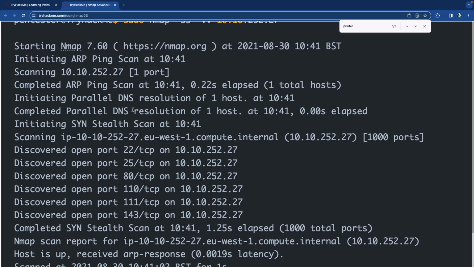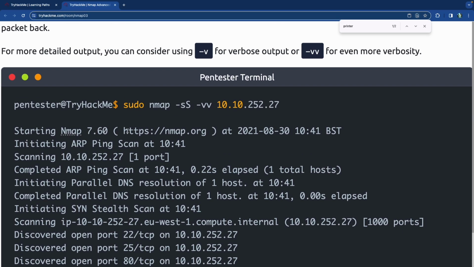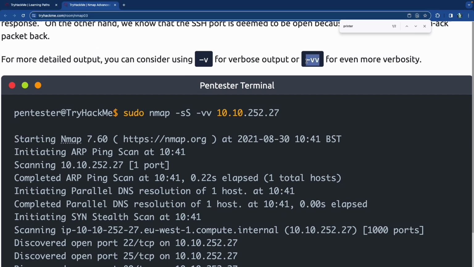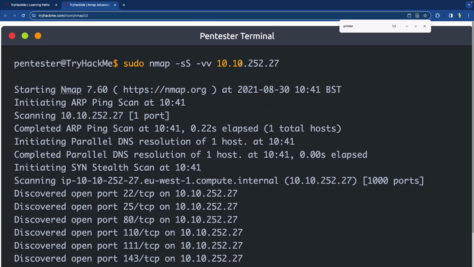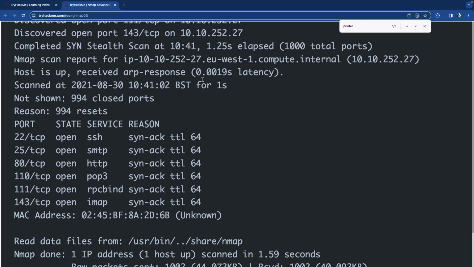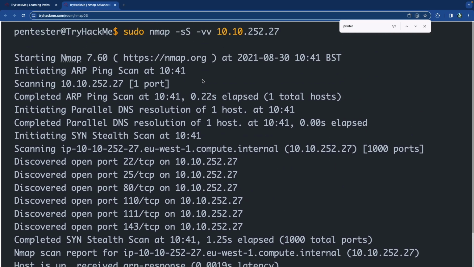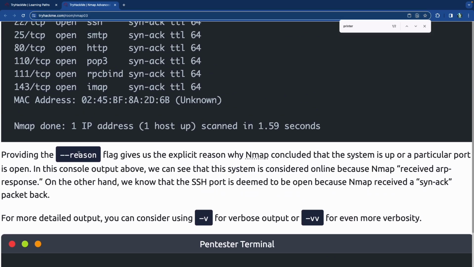So verbose or very verbose is actually a really good idea to just do all the time, no matter what kind of scan you're running, no matter what options you're using. It's always good to add verbose or very verbose so that you can get as much detail as possible when the scan is finished, as well as while the scan is running. So this I actually did not use. I don't think I've ever used this, and I want to start using this from now on, just so I can get into the habit of doing this.